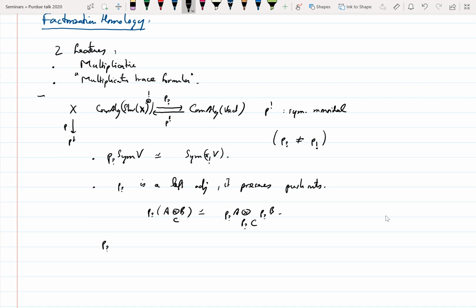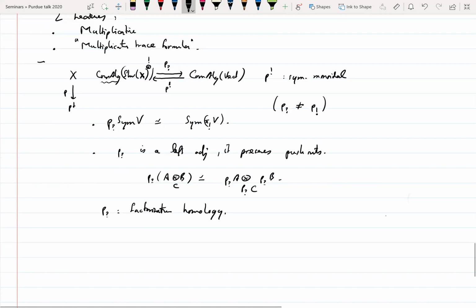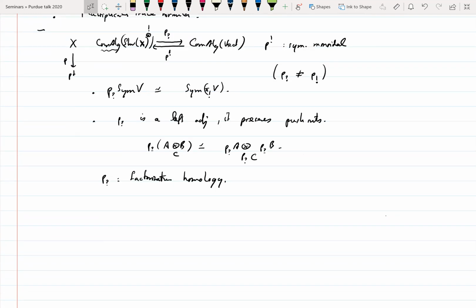And I forgot to say that this is what I mean by factorization homology. Again, it's only for commutative algebra coefficient objects, which is simpler than what topologists usually use when they actually deal with factorization homology. Next, I want to say some words about the trace formula.